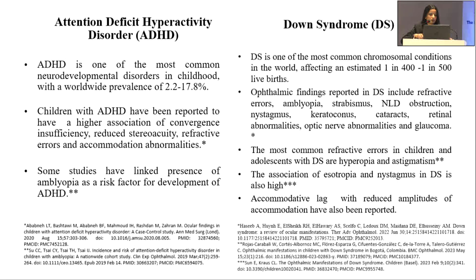Down syndrome is one of the most common chromosomal conditions in the world, and ophthalmic findings reported in DS include refractive error, amblyopia, strabismus, NLD obstruction, nystagmus, keratoconus, cataract, retinal abnormalities, and optic nerve abnormalities. The most common refractive errors in children and adolescents with DS are hyperopia and astigmatism. The association of esotropia and nystagmus in DS is also high, and accommodative lag with reduced amplitudes of accommodation have also been reported.